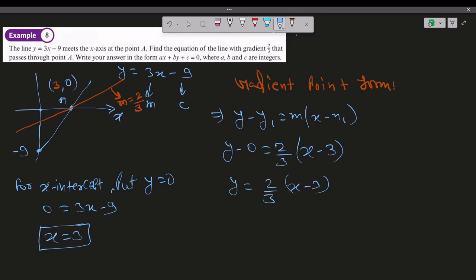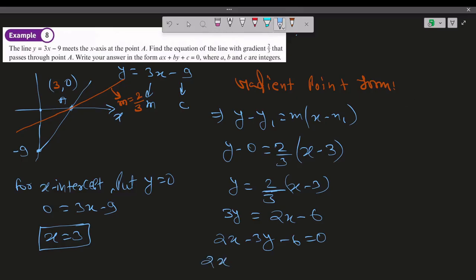As 3 is in the denominator, we can multiply it across. So it will be 3y equals 2x minus 6. If you open the bracket, 2 will multiply with both terms. So we have 2x minus 3y minus 6 equals 0. And I think they have asked to write the answer in the form ax plus by plus c equals 0. It is almost that. If I compare it with ax plus by plus c, let me write it once again. Let us write it this way.